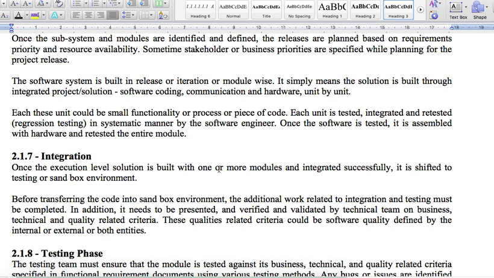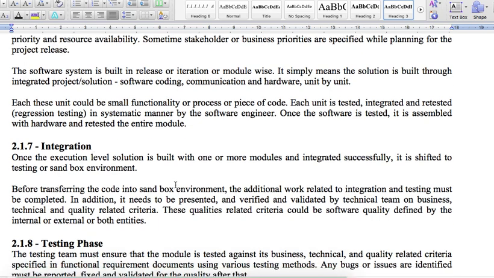Each of these units could be a small functionality or a process or a piece of code. Each unit is tested, integrated and retested, that is regression testing, in a systematic manner by the software engineer. This is what I mentioned, because when you build any changes, you test again. That keeps happening till you introduce the new changes in that particular software or the code. Once the software is tested, it is assembled with hardware and the entire module is retested.